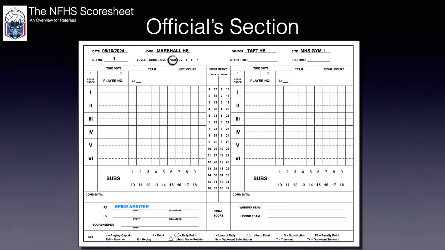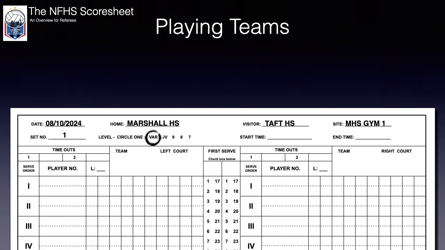The scorekeeper will fill in their name, and after all introductions are made, everyone should ensure that their names are written on the score sheet and spelled correctly. By this time, the home team should have chosen their preferred side for the first set. Upon entry into the gym, the Lady Rams have chosen the left court as seen from the scorer's table. The scorer will confirm this and fill in the boxes accordingly.